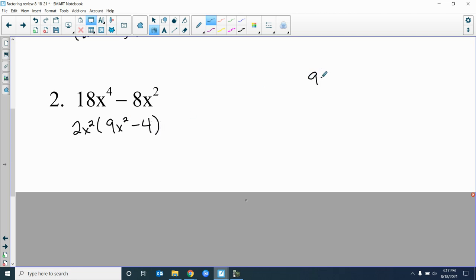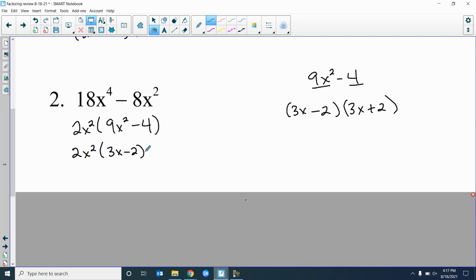Well, 9x squared minus 4 is a difference of squares. This is 3x times 3x. This is going to be minus 2 times positive 2. So that will factor again. And so I get 2x squared times 3x minus 2 times 3x plus 2. Now I can't do anything else with that one. That one will be my final answer.